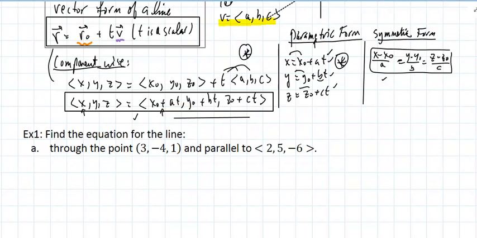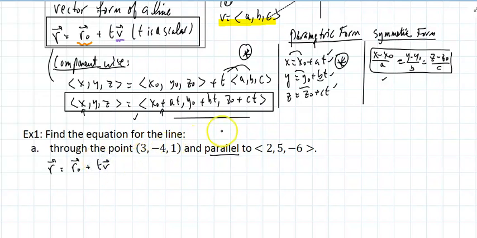I want to find the equation of a line through the point 3, negative 4, 1. There's my point, and it's parallel. Perfect. Any vector that's parallel will do. So, my equation is, and I'm going to write this multiple times until I get it.